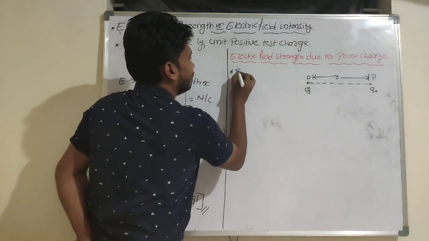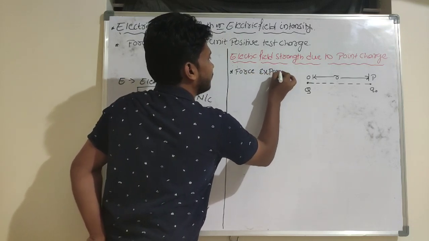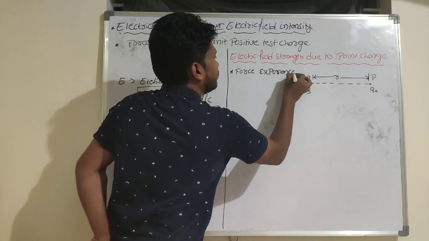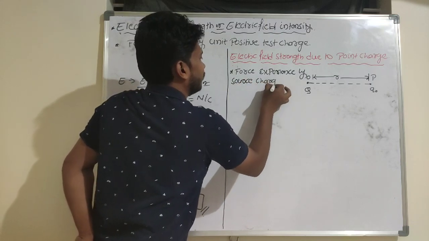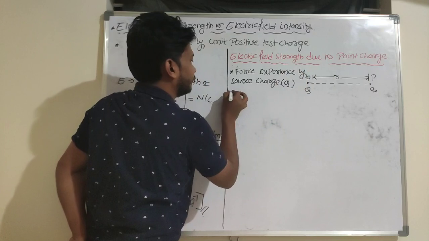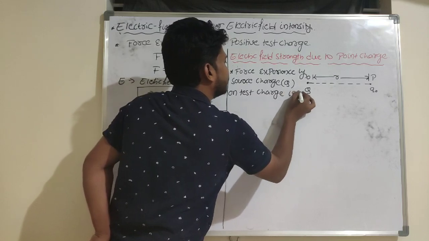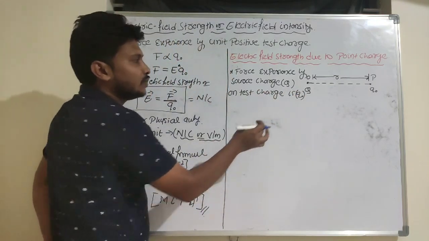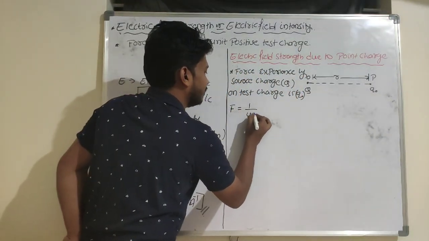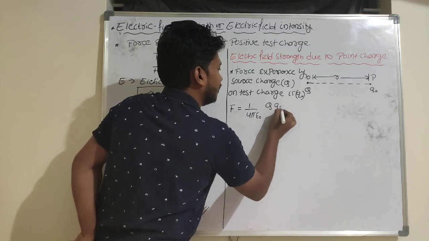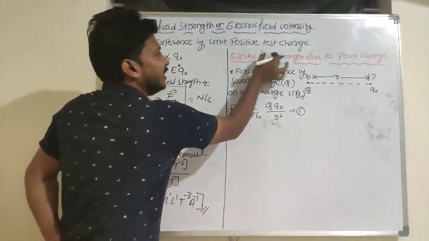So now let me write that force experienced by source charge on test charge Q naught. So between these two charges, what is the force? From Coulomb's law, F is equal to 1 by 4 pi epsilon naught Q into Q naught by R square. So let me write that, what is the electric field strength value.